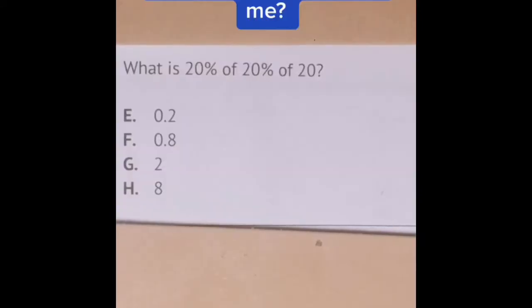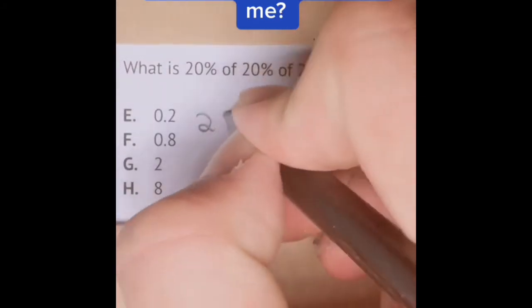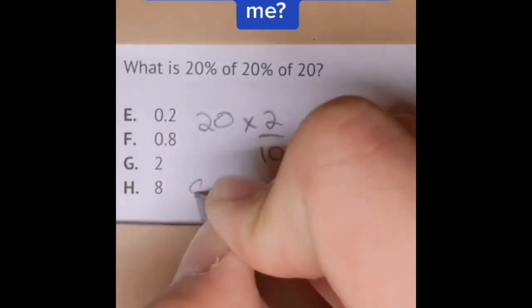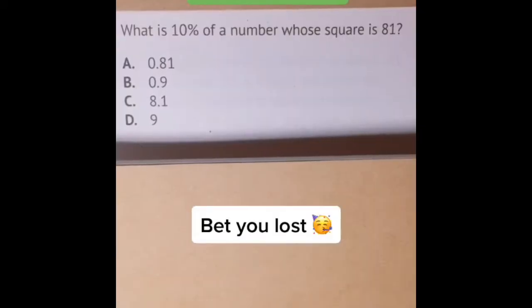What is 20% of 20% of 20? Alright, so we do 20 times 2 over 10 times 2 over 10, which gives us 80 out of 100, or 0.8.